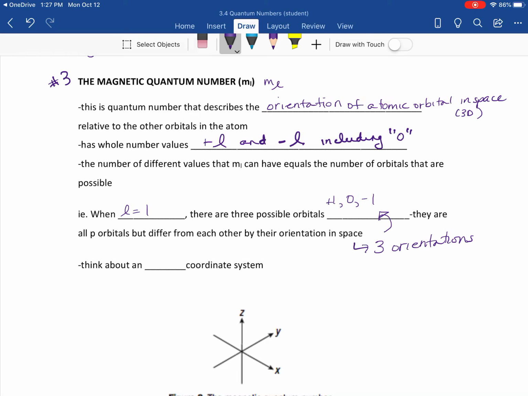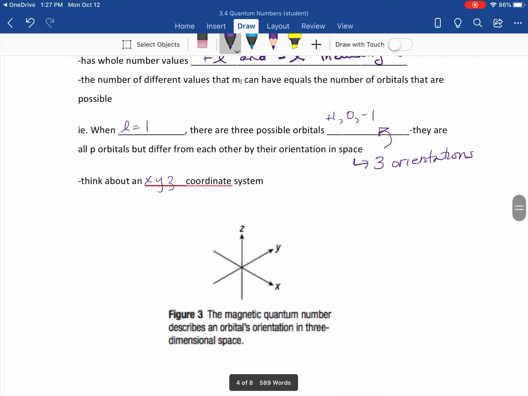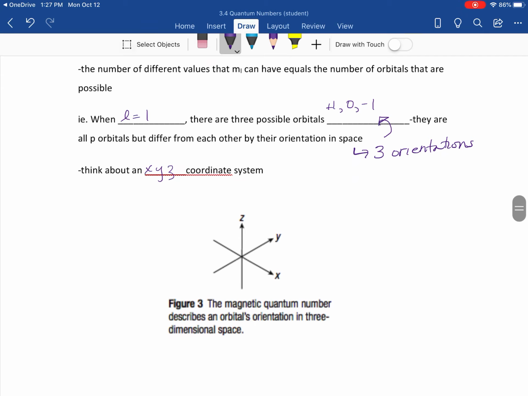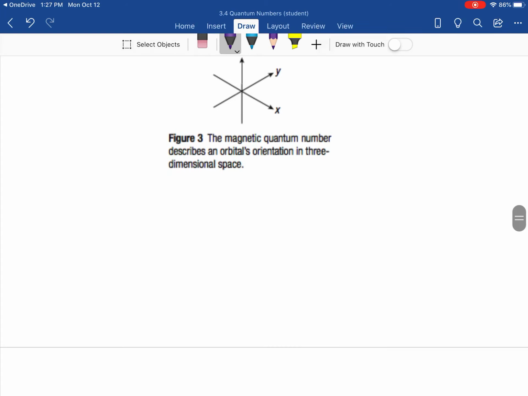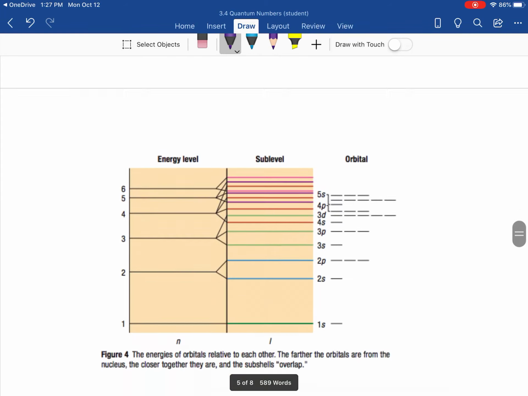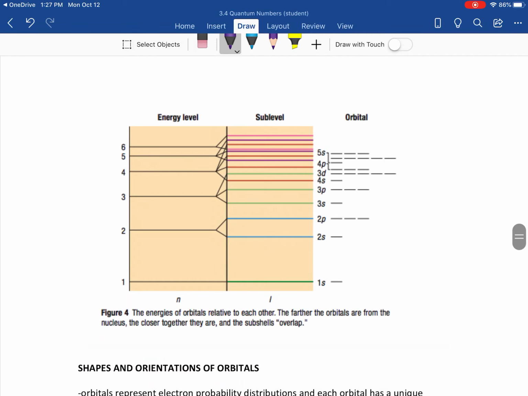Okay, 3 possibilities. So if you think about your X, Y, Z coordinate system, mathématiques, c'est bon, okay, you're going to look at it this way. So here's my 3-dimensional orientation. How's that so far? Okay, so looking here, I was already starting with that.